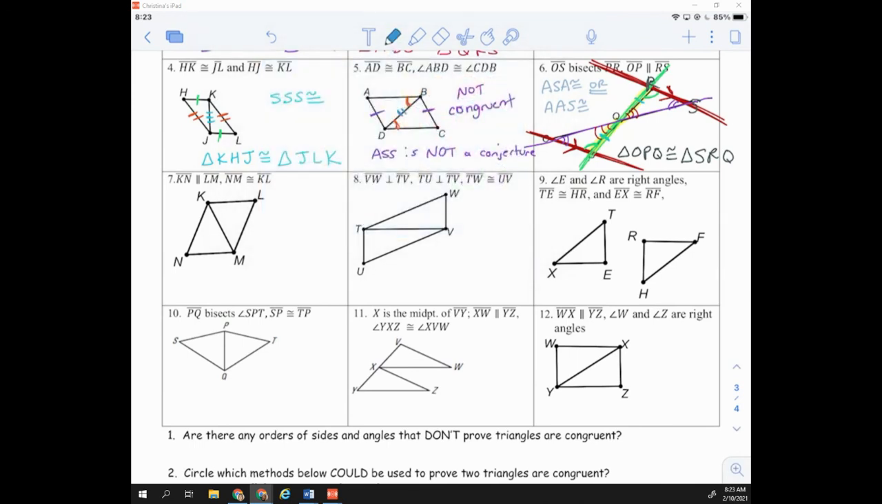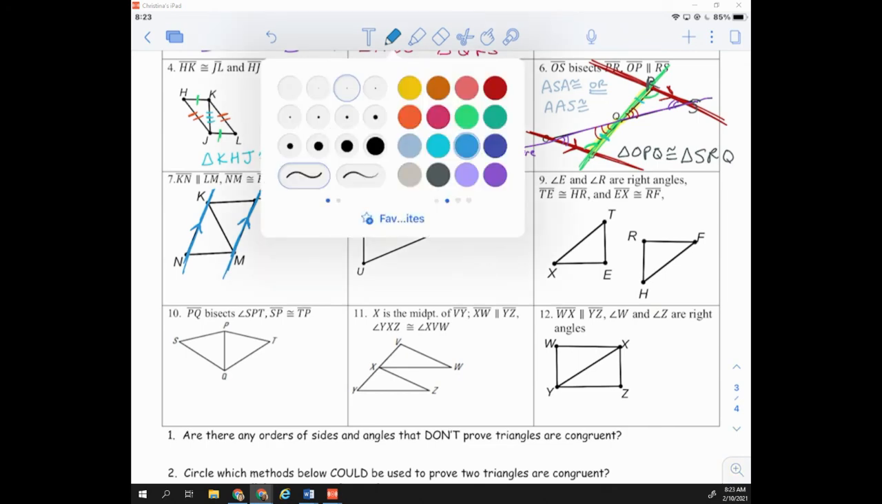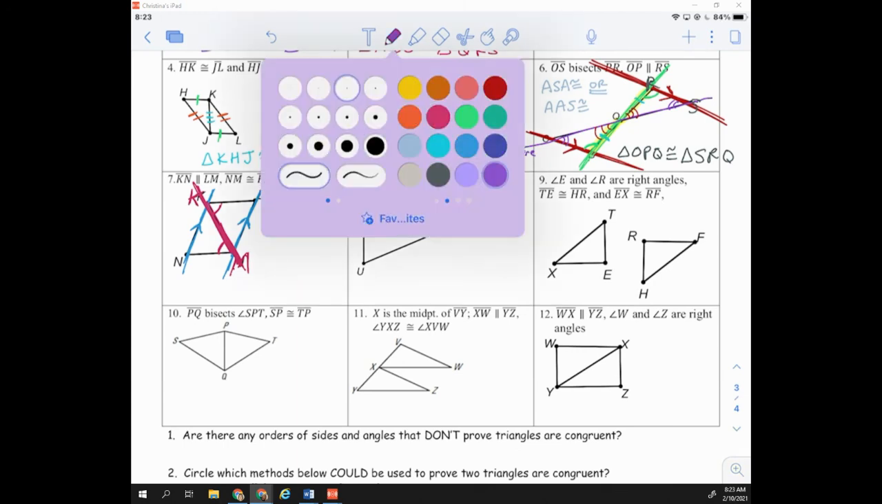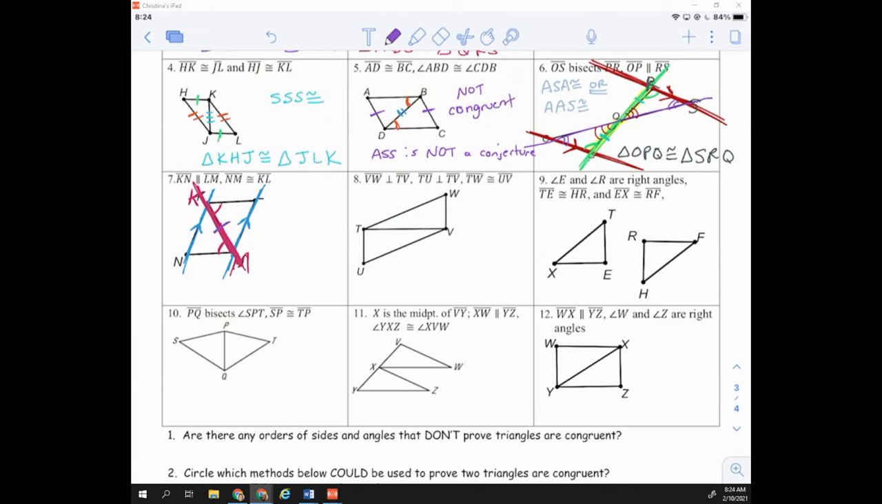For the next problem, we know that KN is parallel to LM. So that's telling us that this angle matches this angle. Let's not forget these letters. We already know that this side has to be congruent to itself.